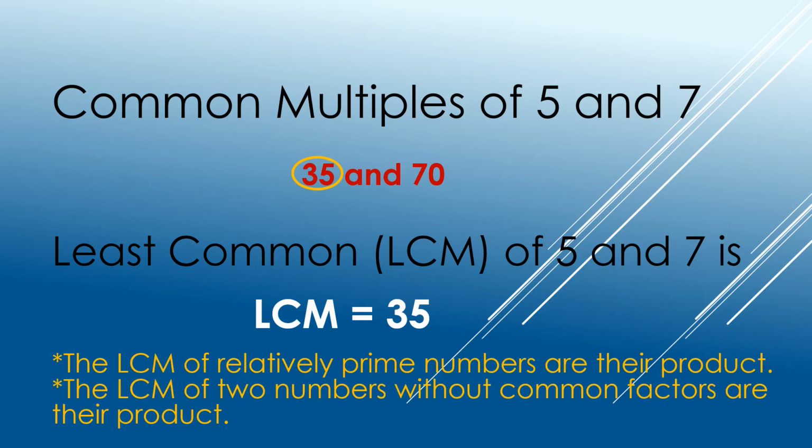Remember, the LCM or the least common multiple of relatively prime numbers is their product. So 5 and 7 are both prime numbers. So what we just did is we just multiplied the 5 and 7 to get the LCM. The LCM of two numbers without common factors is their product. The same is true with other numbers without a common factor other than 1. We just multiply them to get the LCM.